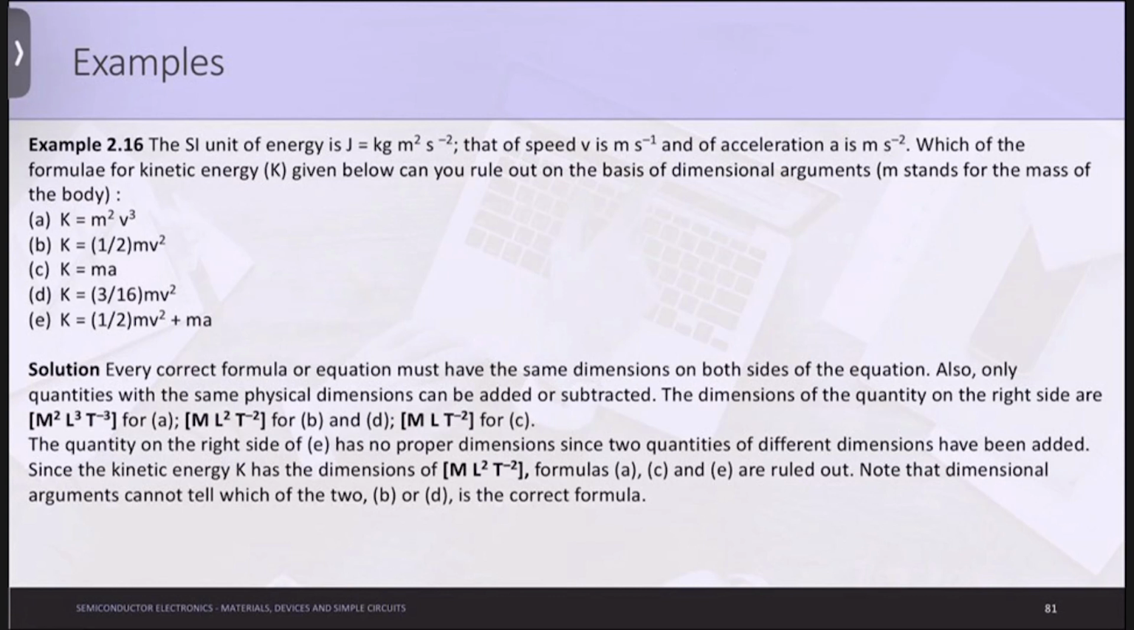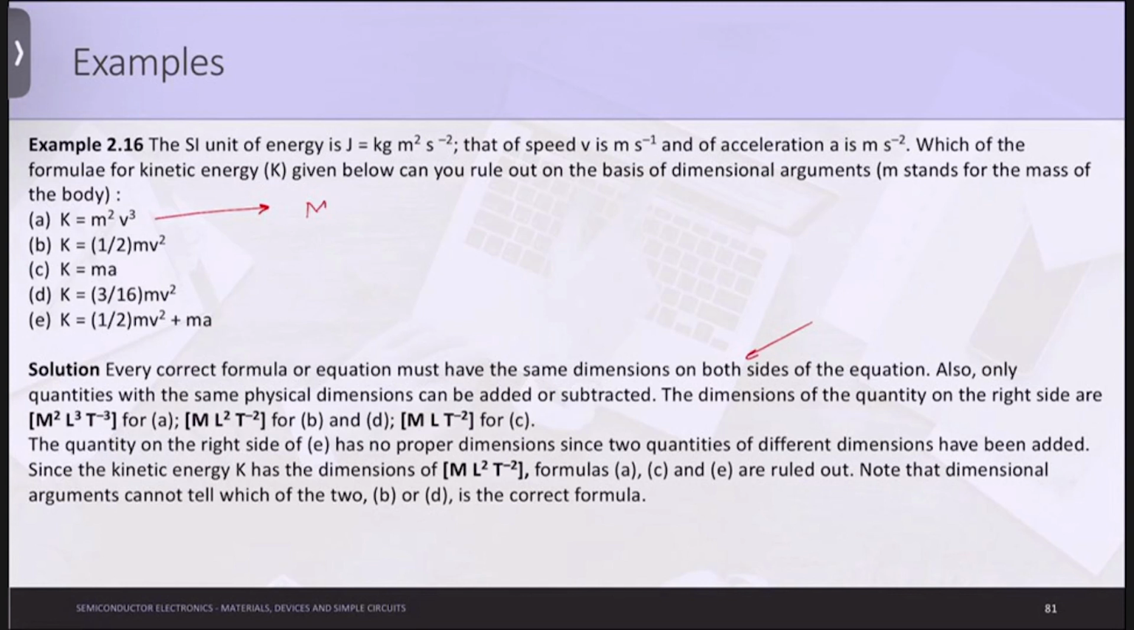Because kinetic energy is written, we know the unit on the left hand side. We just need to use our knowledge about the things which are written on the right hand side. If those are the same, then it is consistent. If they are not the same, those are not consistent. So let's look over to the solution. Every correct formula or equation must have the same dimension on both sides of the equation, so we just need to check that. Let us say, for example, we check for this.